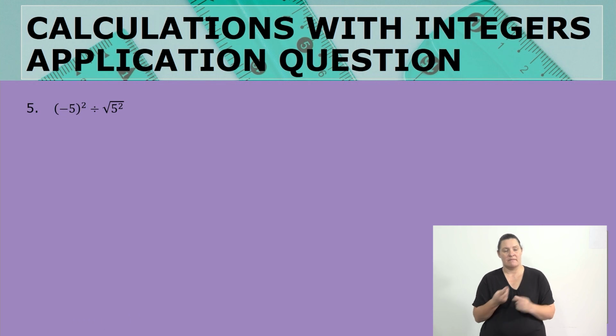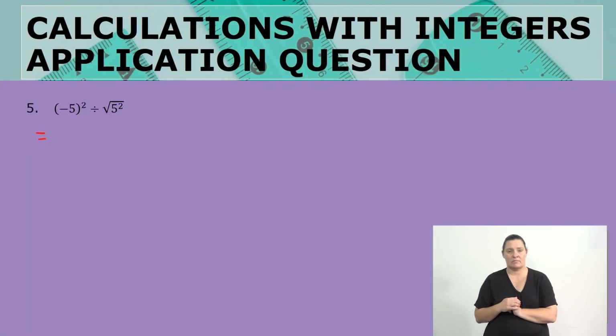We have there a negative 5, in brackets, squared divided by the square root of 5 squared. Do you remember that when we are working with integers, we have to put them in brackets? So the fact that there are brackets there means that we are squaring the whole negative 5. So this means that it will be negative 5 multiplied by a negative 5. So what is a negative 5 multiplied by a negative 5? Yes, it is a positive 25.